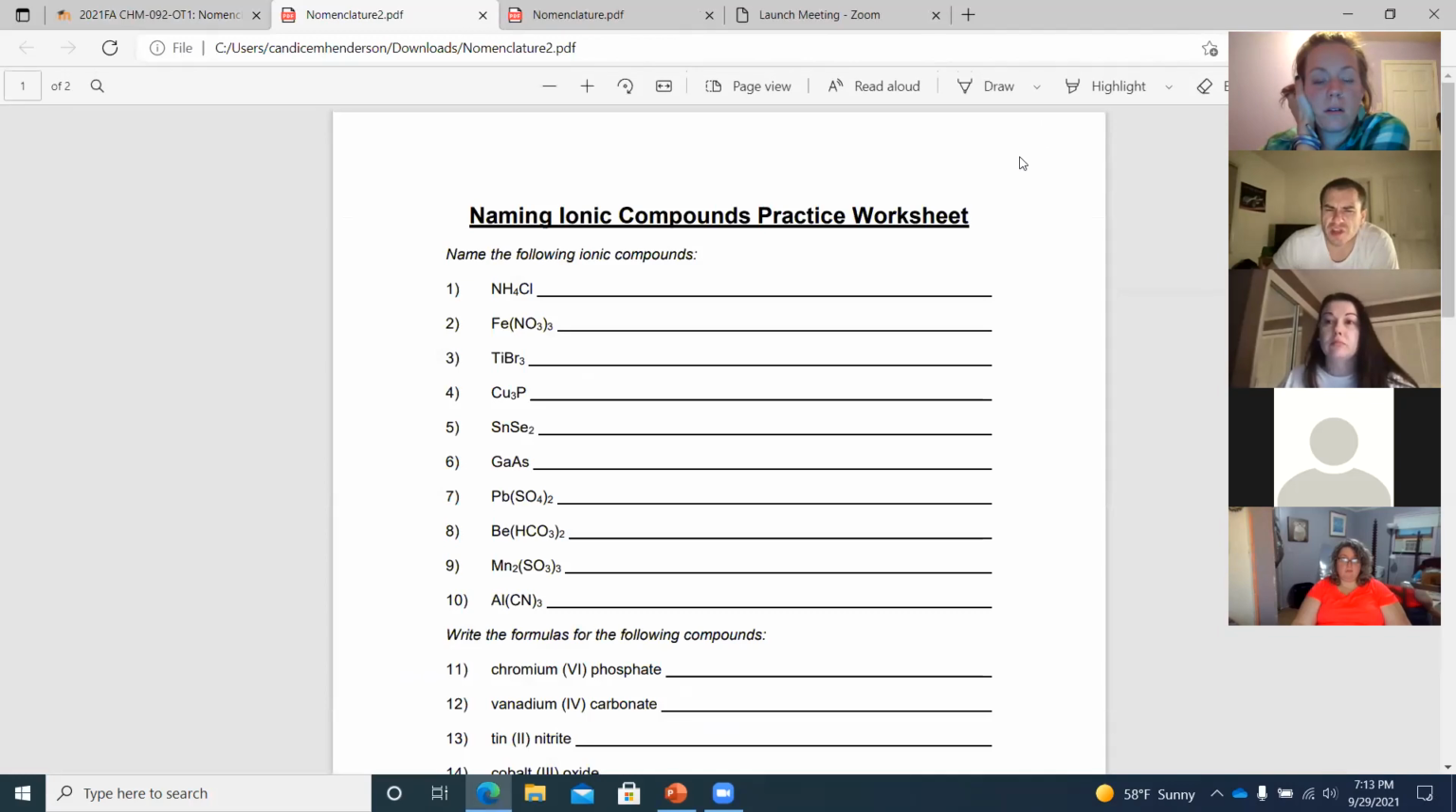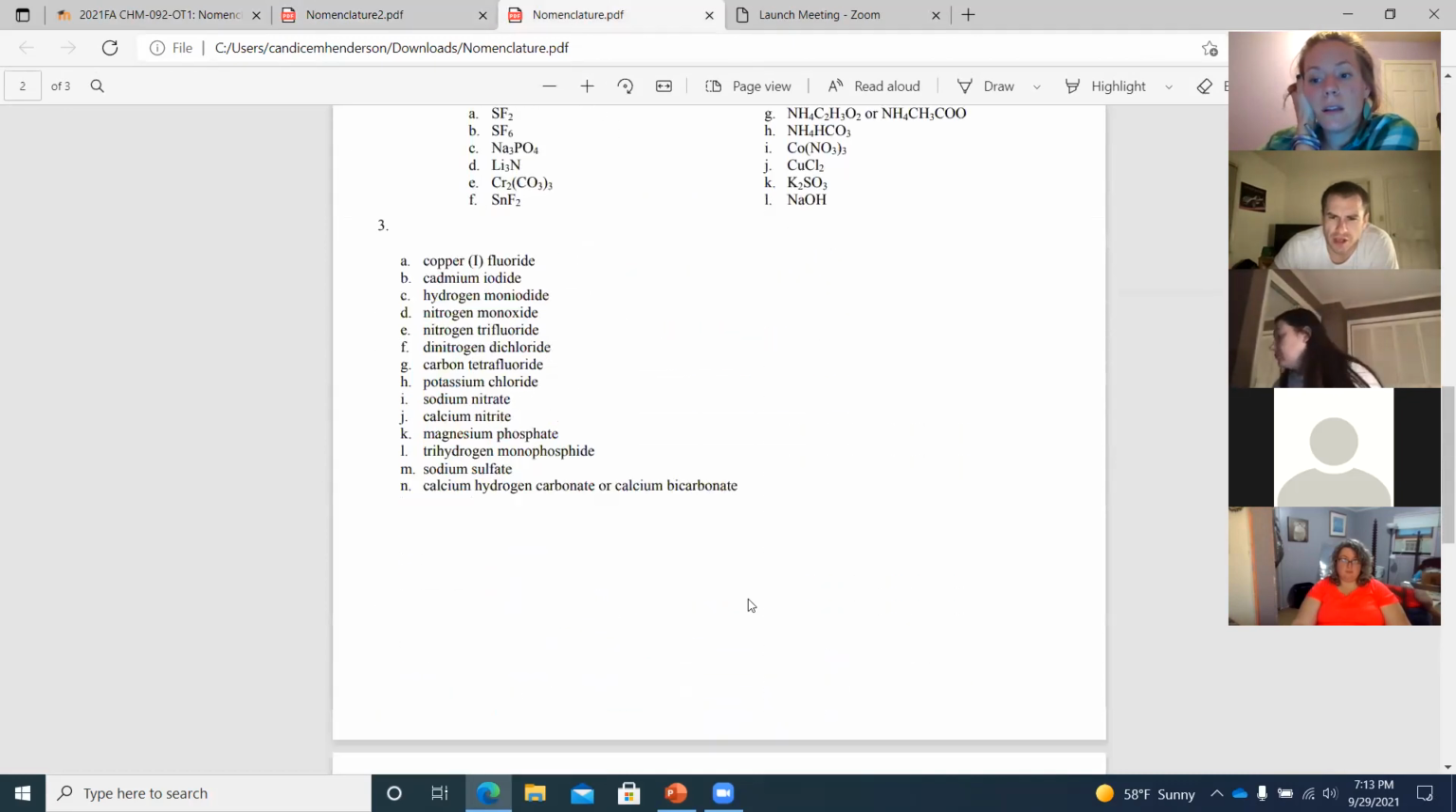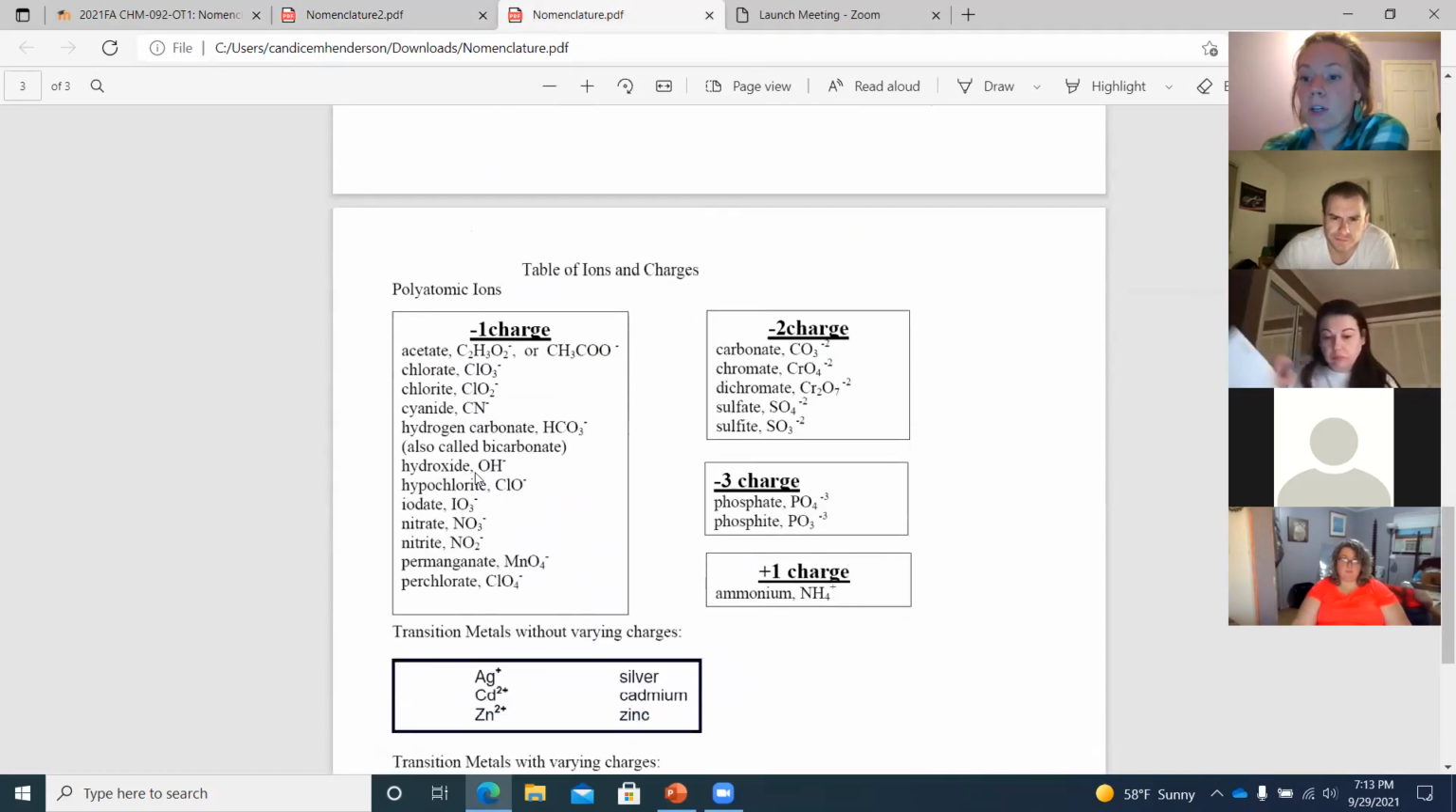Is this almost like pure memorization of the particularly common ones? Oh, you mean for the polyatomic ions? Yeah. The polyatomic ions are sort of memorization, yeah, but because you guys are on the online format, if you have this chart, you can use it during an exam. Okay. In person, you would have to have these memorized.